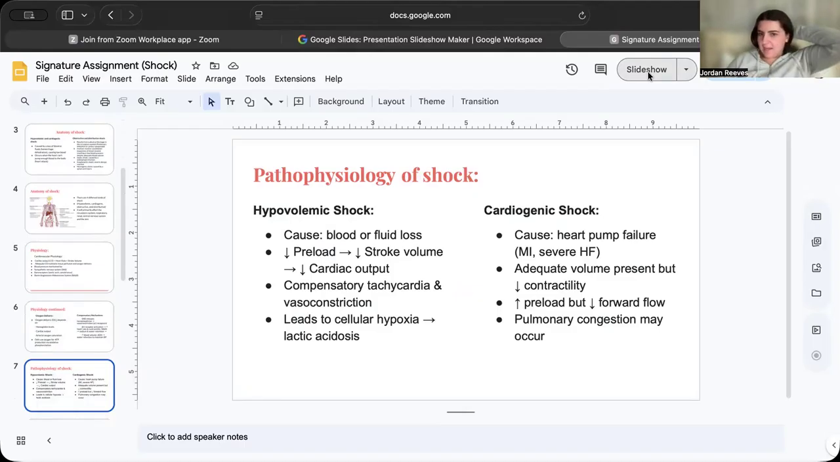Which causes heart failure and can cause a myocardial infarction. So there's inadequate volume present, there's enough blood, but the contractility, so it's constricting, it's going down, right? So then the preload is going down as well, so forward flow. Pulmonary congestion may also occur.